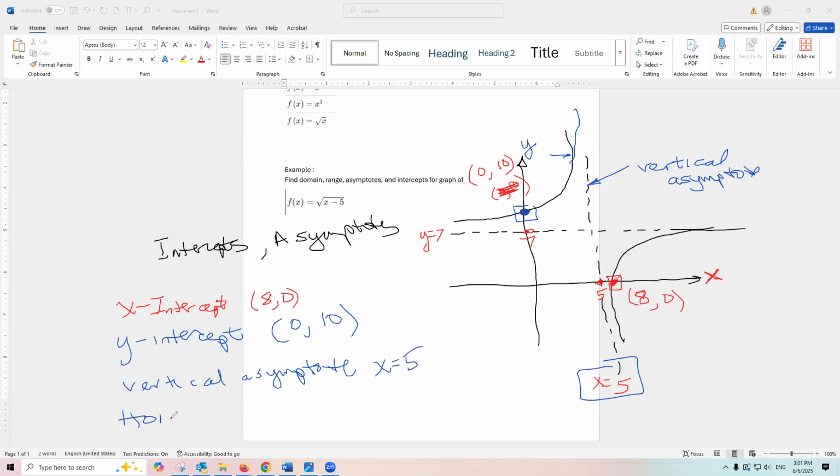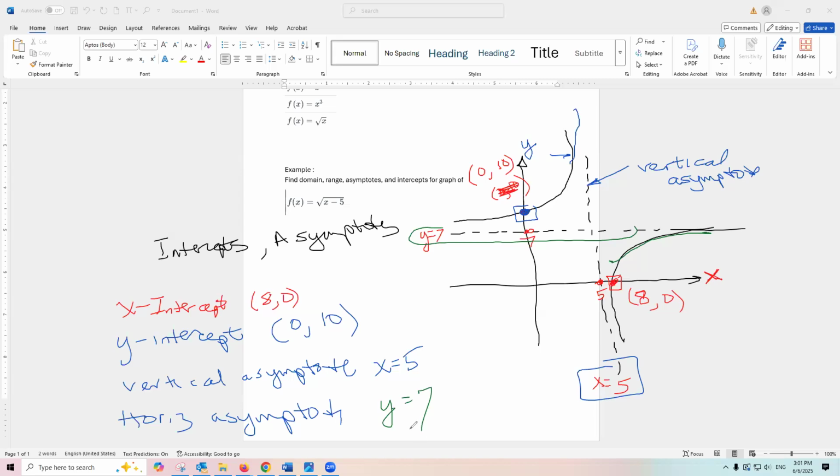How about a horizontal asymptote? That's a horizontal line that a graph gets closer and closer to. So if you notice this horizontal line right here, let me circle it maybe in green, this horizontal line right here, the graph is getting closer and closer to, but it's not going to touch. So the horizontal asymptote here is y equals 7.